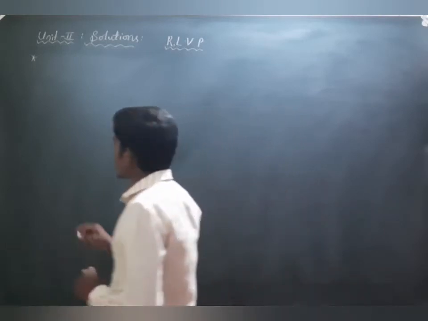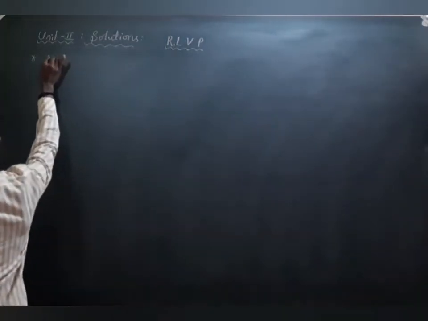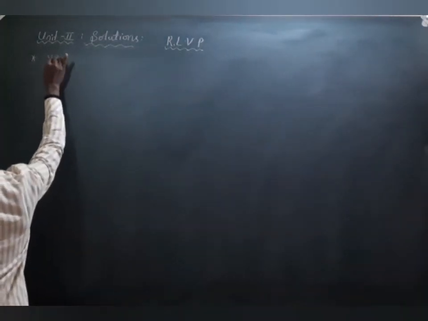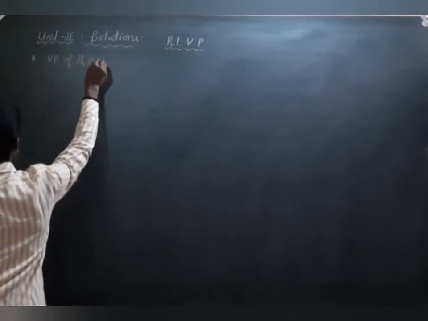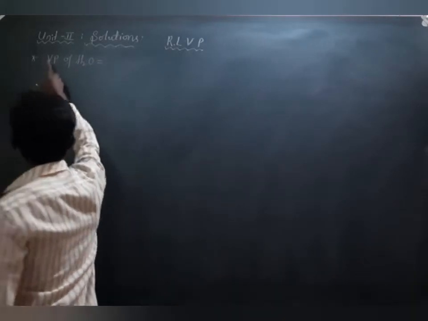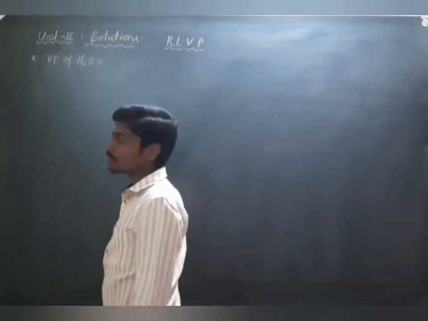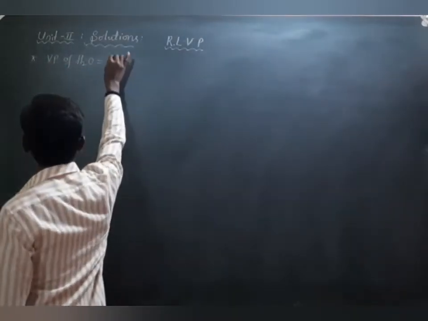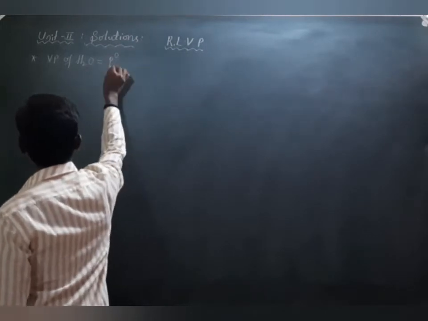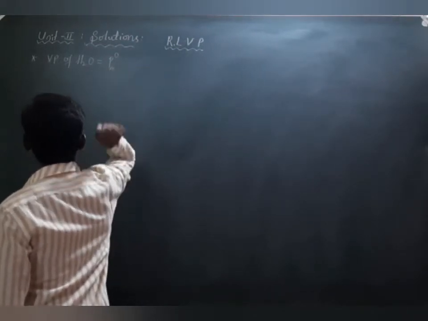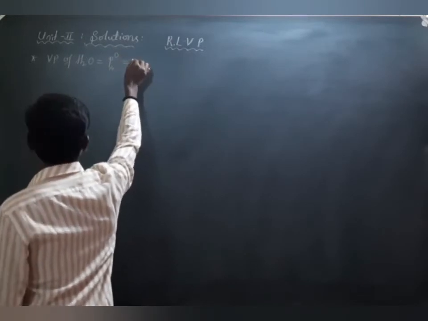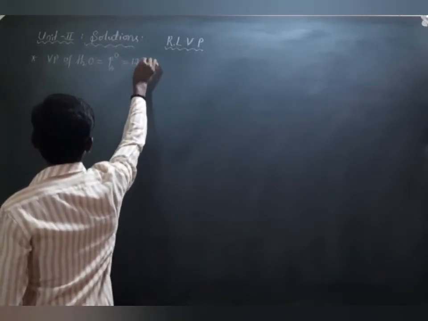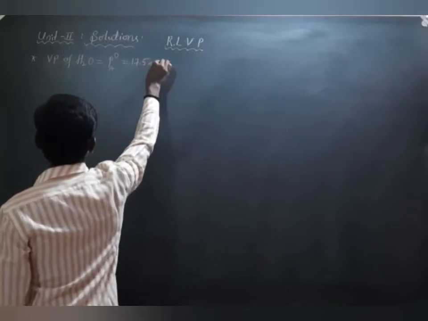So the vapor pressure of water, in short, can be represented by P naught. Water is a solvent, so I am representing it as A. This is given, that is 17.5 mmHg.